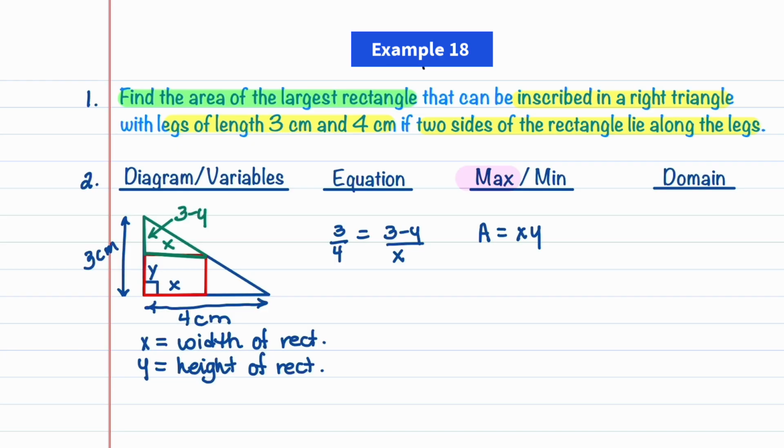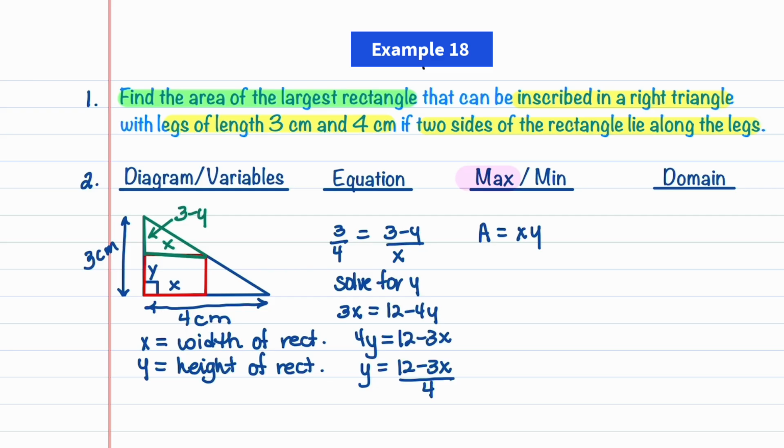So we're going to go back to our equation and solve this for y. Let's go ahead and cross multiply. This gives us 3x is equal to 12 minus 4y. So we can say that 4y is equal to 12 minus 3x, and y is equal to 12 minus 3x, all divided by 4. Let's now go ahead and substitute that in for our area. A is now x times 12 minus 3x, all divided by 4.